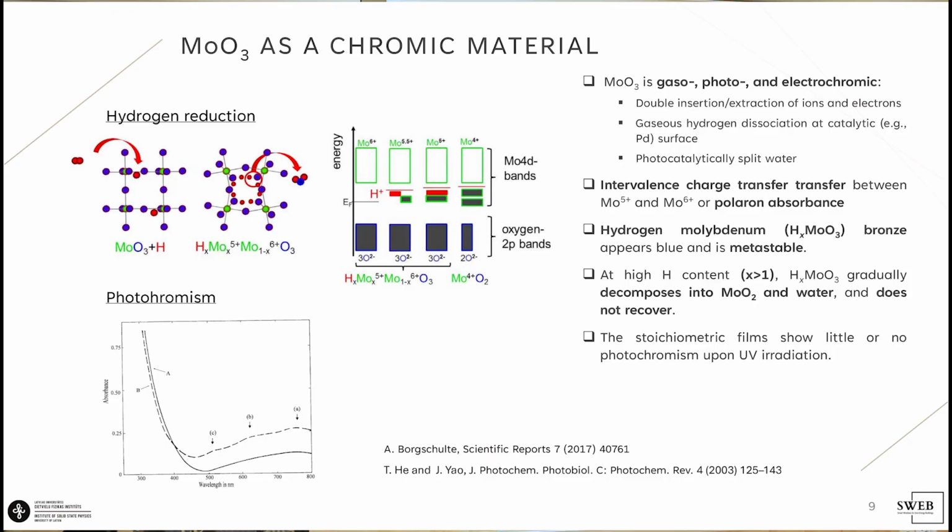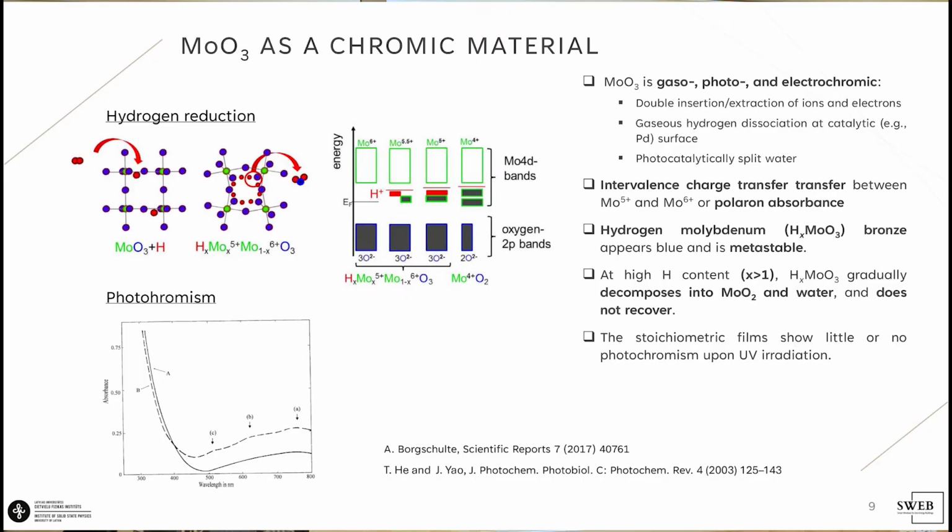It exhibits electrochromic, gasochromic, and photochromic properties. In an electrochromic device, which is basically a battery-type structure, positive ions are injected into the molybdenum trioxide together with electrons, and then the reaction happens and molybdenum bronze is formed, which absorbs more in the visible light spectrum compared to molybdenum trioxide.